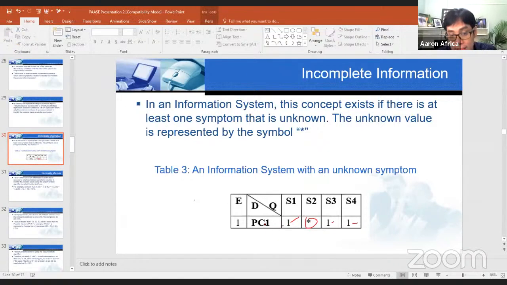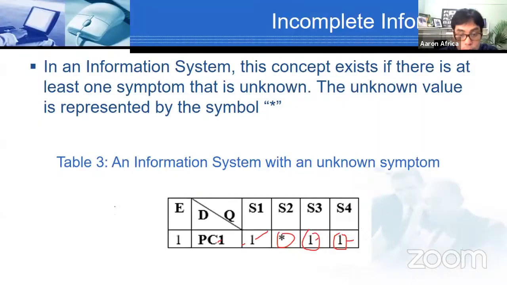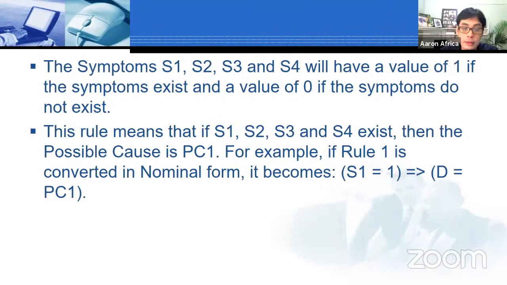We already know that the problem is PC1, so it will save us much time. We do not have to find the value of S3, S4. We only need to find the value of S1. Of course, S2 we cannot find its value because it is unknown.